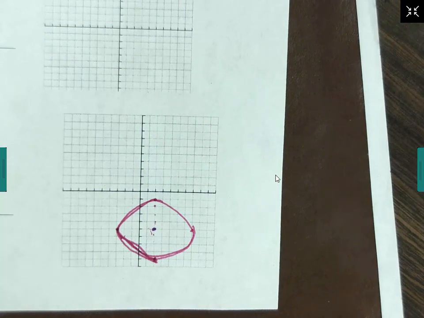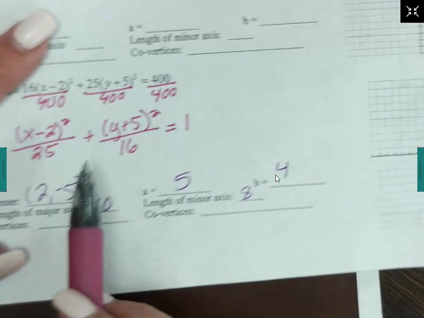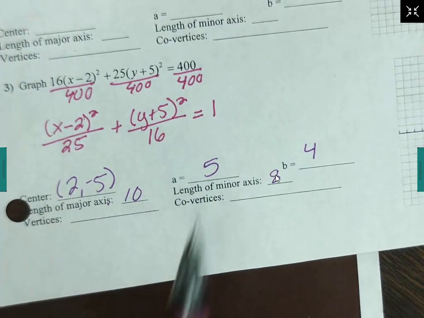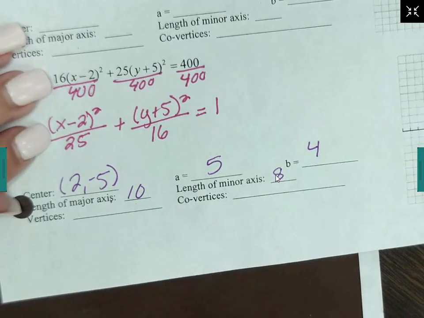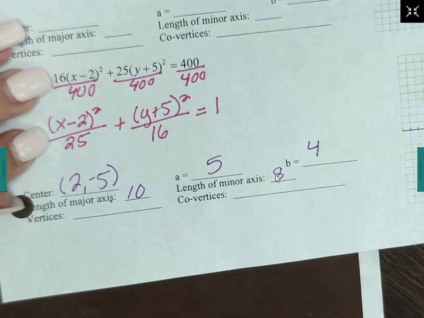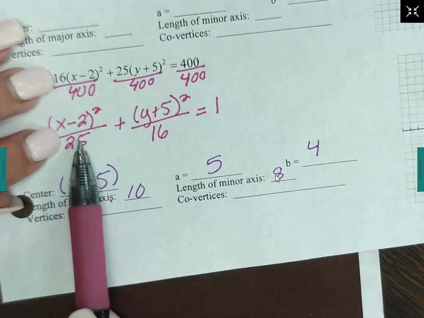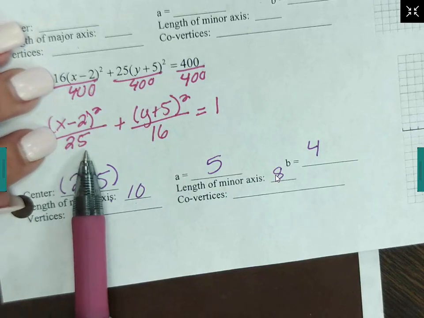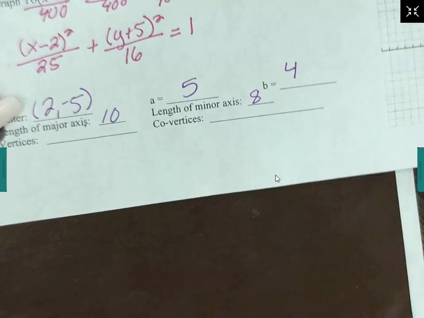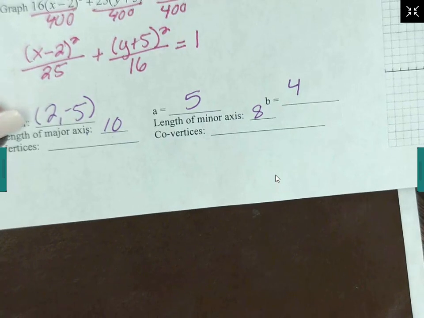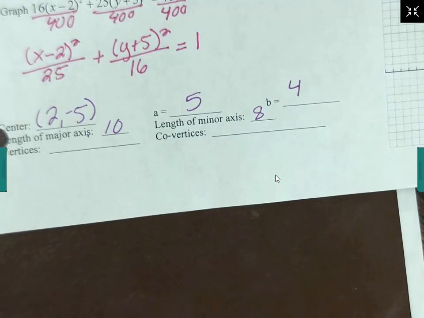Yeah, it matters which way you go. Because remember, if the 25 were under the y, then we would have gone up and down 5 instead of right and left 5. Does that make sense? Since the 25 is under the x, that tells us to go right 5, left 5. If there were a 49 under x, we'd go right 7, left 7. Okay? Do you understand? Then we'd go right 4, left 4, and then we go up 5, down 5.